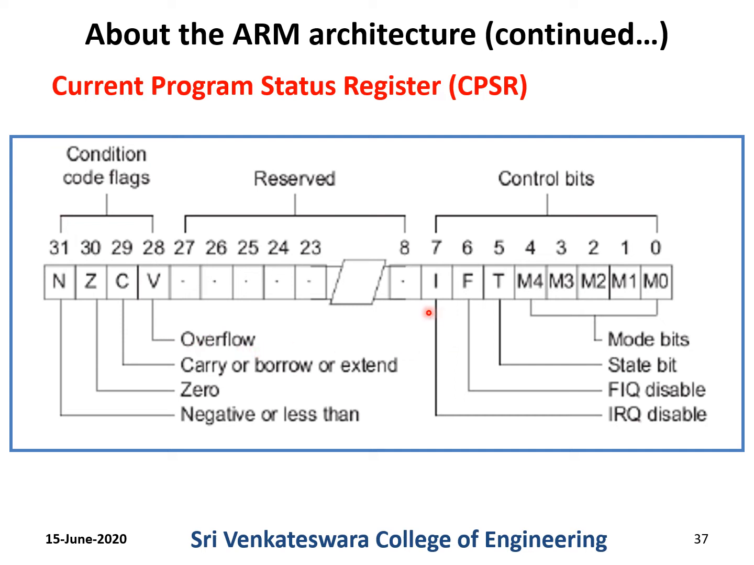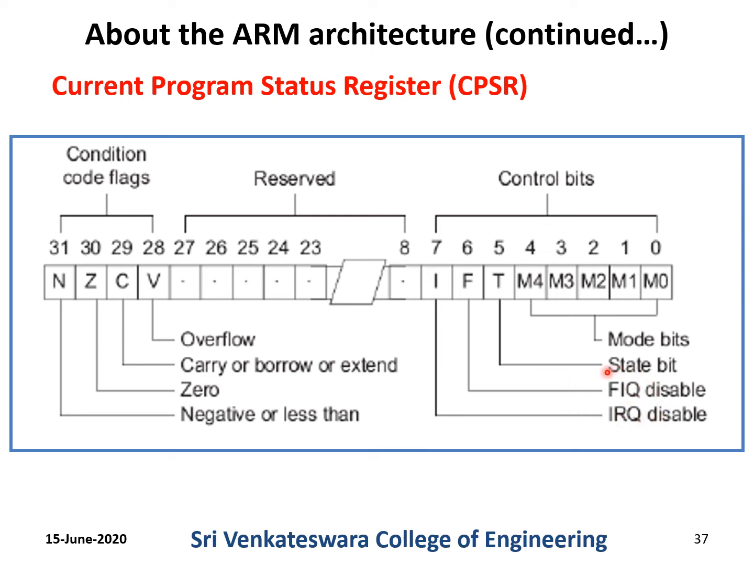Apart from that, there are also a few other flags, I and F, which are used to mask the interrupts. If a 1 is set in this bit position I, the IRQ flag is set and IRQ is disabled. If a 1 is placed in this F bit, the fast interrupt request is disabled. So these are acting as mask bits for the interrupts.